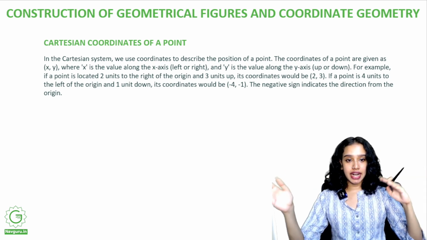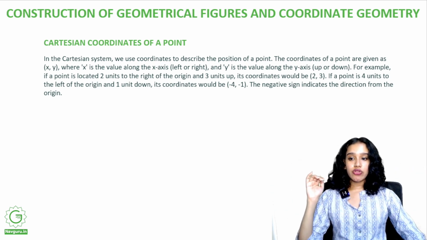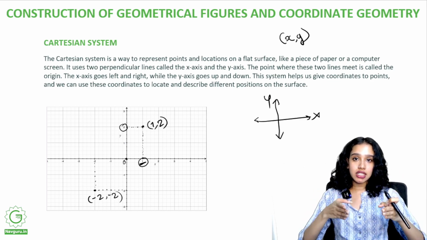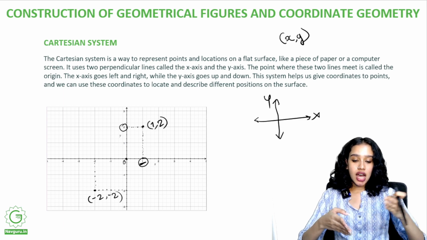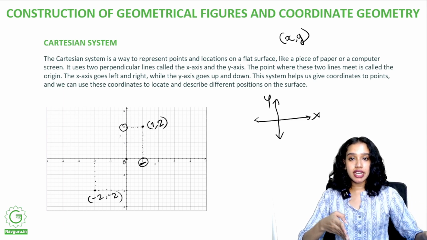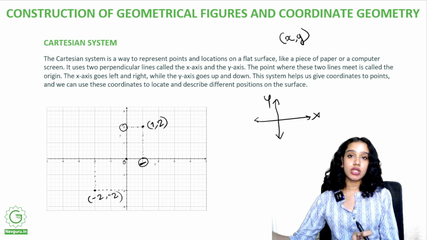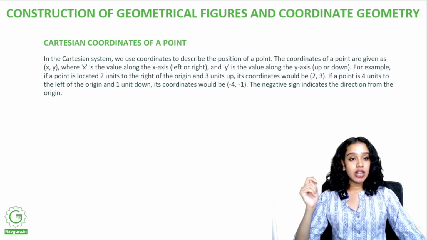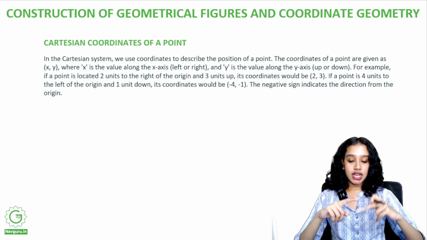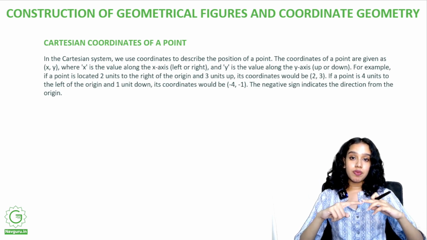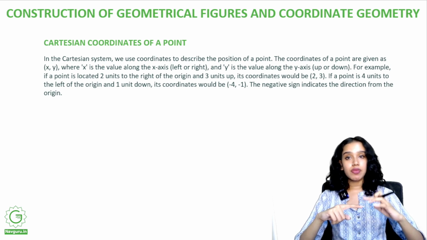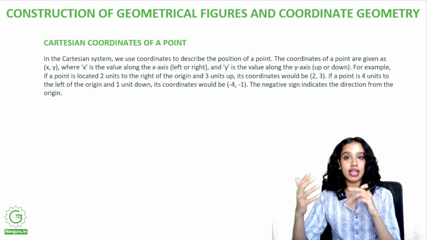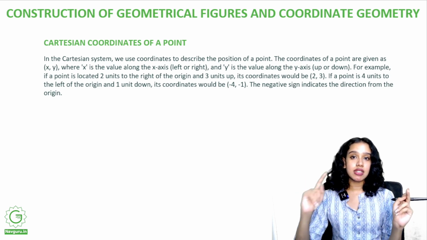So the left and right distance is called the x. When we are talking about the x value, it says how far it is from 0 to the right, or how far it is from 0 to the left. That's what x coordinates tell us. And y is the value along the y axis, which is up and down. Again, it says how much distance apart the point is from 0 to the upper part or to the lower part. That's how we use y. We have y and minus y, and we have x and minus x.